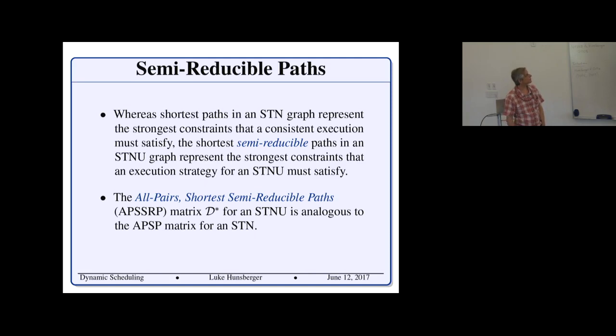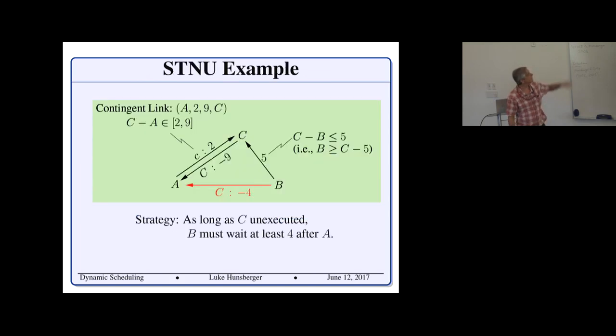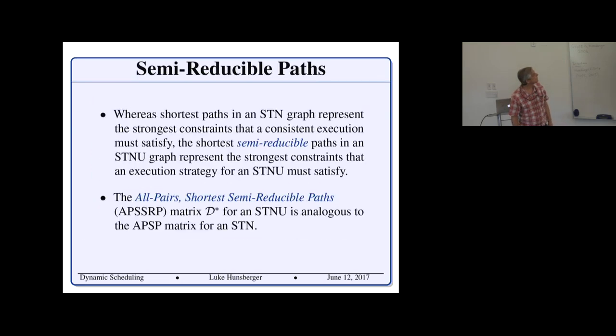So we'll put off for a second saying what a semi-reducible path is. Just be aware that it's not every path. After all, if you think about the lowercase, uppercase loop there, that's not a semi-reducible path because you can't have the lowercase and uppercase bounds possibilities being encountered in the same scenario. So that's not a path that represents a constraint that the strategy would have to satisfy. And then, by analogy, instead of the distance matrix D, we have the all pairs shortest semi-reducible paths matrix, D star. Okay. So not the shortest path between every pair of time points, but the shortest semi-reducible path.